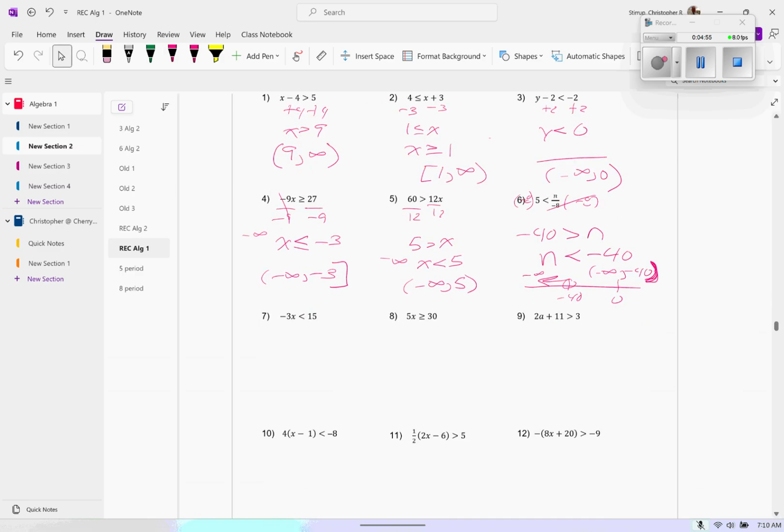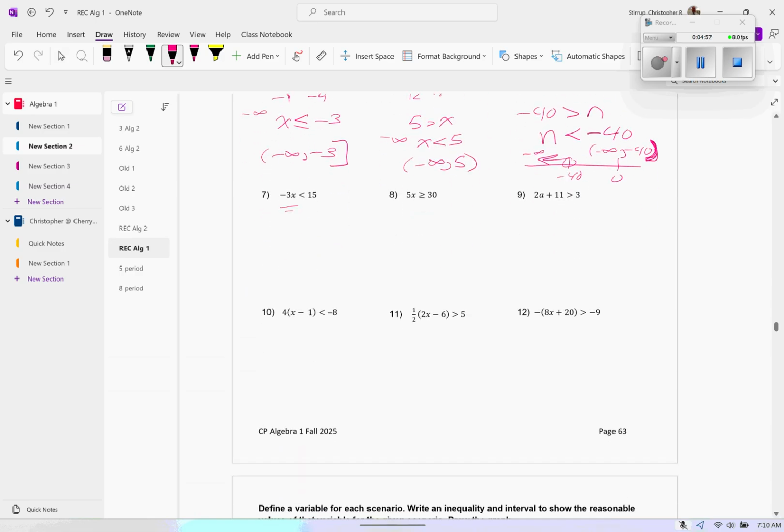Parenthesis. Number 7, we're going to divide each side by negative 3. This is going to go ahead and flip the sign over. So this is pointing to infinity. So this is going from -5 to infinity. Divide each side by 5. 5 times 6 is 30, so that's going to be 6. So we're pointing to infinity. So it's going to go from hard bracket 6 to infinity.